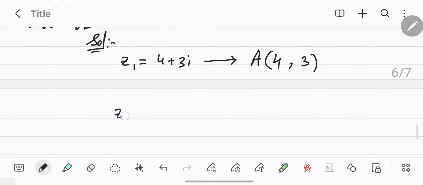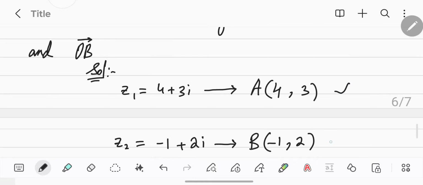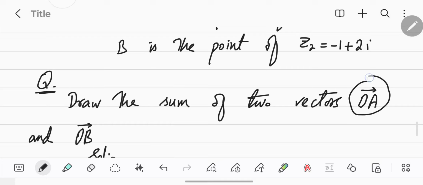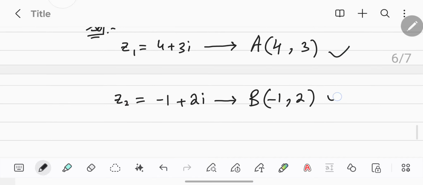And similarly, Z2 is the complex number minus 1 plus 2 iota. If I call it point B, it must be the first component, which is minus 1, and the second component, which is 2. We know what A and B are, but we don't know what OA and OB are. First of all, I will draw these two things and then I will add them. Okay, let's first draw these two points and then I will make OA and OB.